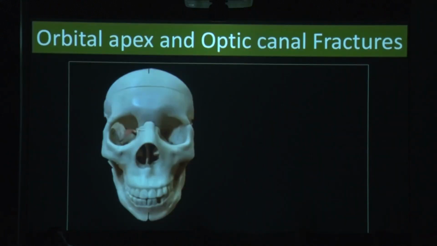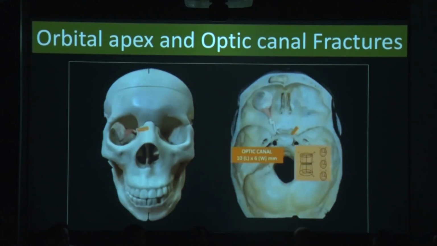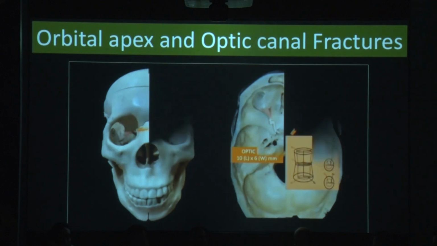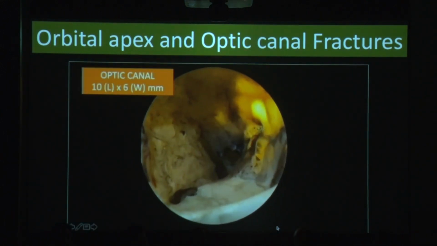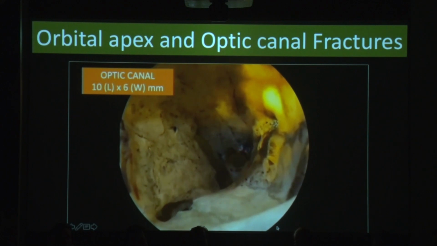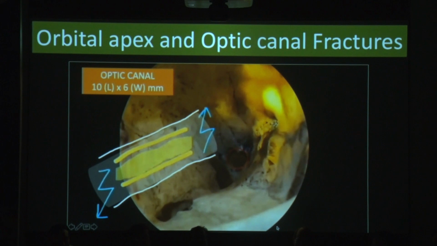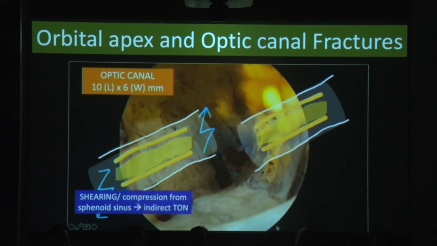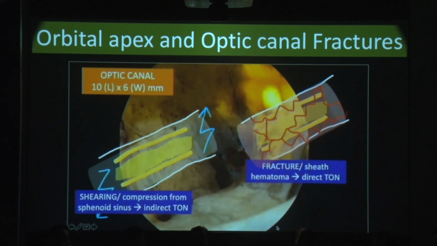Moving on to orbital apex and optic canal fractures. The intracanalicular part of the optic nerve lies in a tight bony canal which is about 10 mm in length. Here, it is most vulnerable to trauma. Indirect injury occurs due to transmitted shearing forces, while direct injury occurs from fracture of the canal or nerve sheath hematoma.